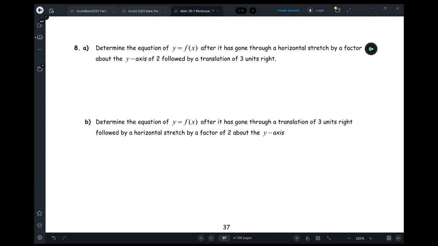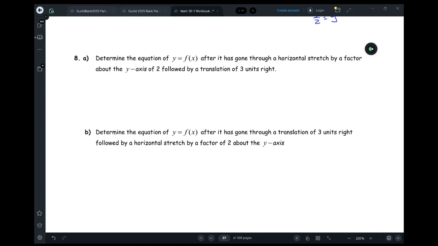Now we're just going to finish up with these two questions here. Determine the equation of f of x after it's gone through, okay, here we go, a horizontal stretch by a factor of 2 about the y-axis. So that means I'm going to replace x with 1/2 x, followed by a translation of 3 to the right. And that's going to be x minus 3. So I start with y equals f of x. I remove the x and replace it with 1/2 x.